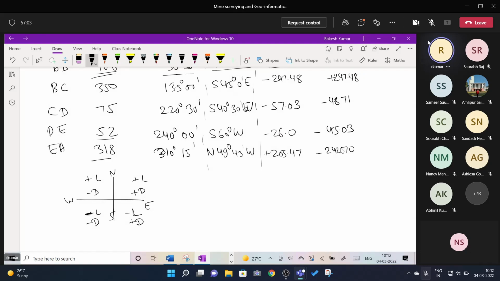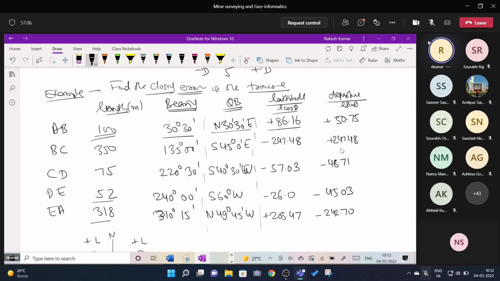Okay. Now you have done so far. So I have to add here the summation of latitude and the summation of departure. The positive will remain positive and I will subtract the negative. So I will get some value here. What value am I getting here? Let me know.